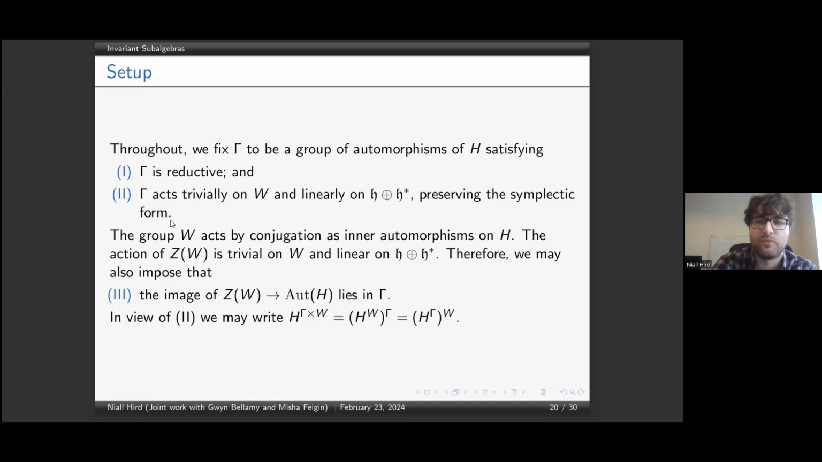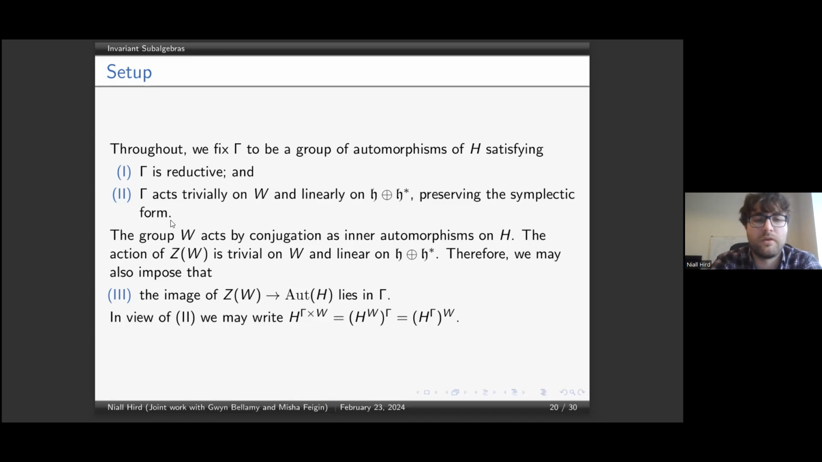This conjugation thing, don't worry about it too much. What it means is if we think of W acting on our space H, then we just act on it, and that comes with that action. But when you think of it on the entirety of the rational Cherednik algebra and you write it as matrices, it's possible to write this in a way that looks like conjugation by these. But don't worry about it too much. And the action of the center of the group is trivial on W and it's linear on H plus its dual. And so we can also think of the image of Z of W lying inside this reductive group.